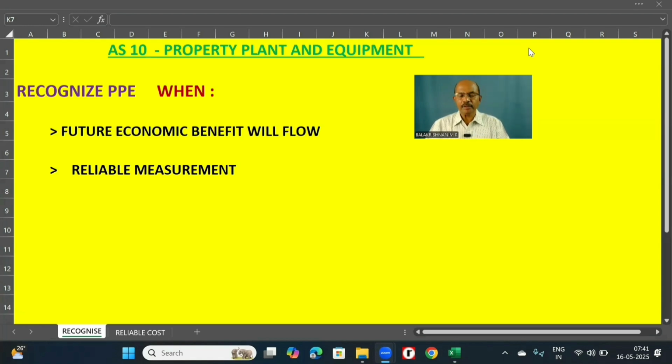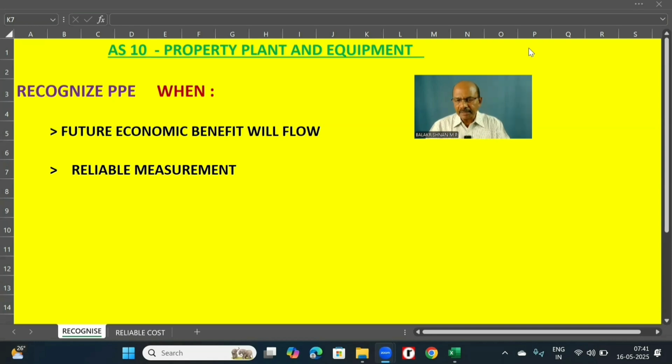Recognizing means recording. Well, you recognize or record something as PPE only if two conditions are met. First condition, future economic benefits. I repeat, future economic benefits. You expect the asset, like a machine or building, will help your business make money or save costs in the future. Condition number two, reliable measurement. You can find out the cost or price of the asset in a dependable and clear way.